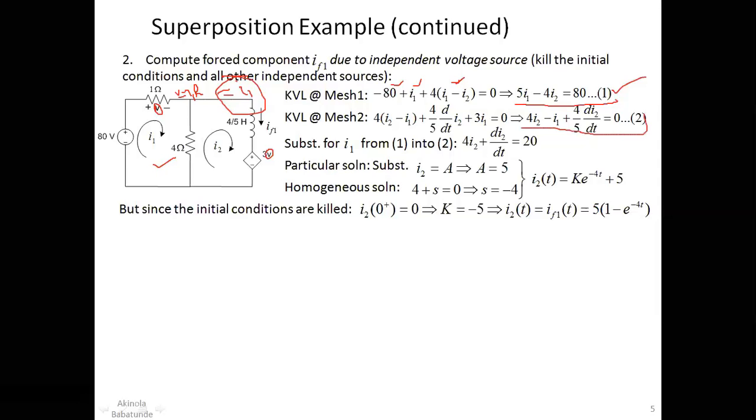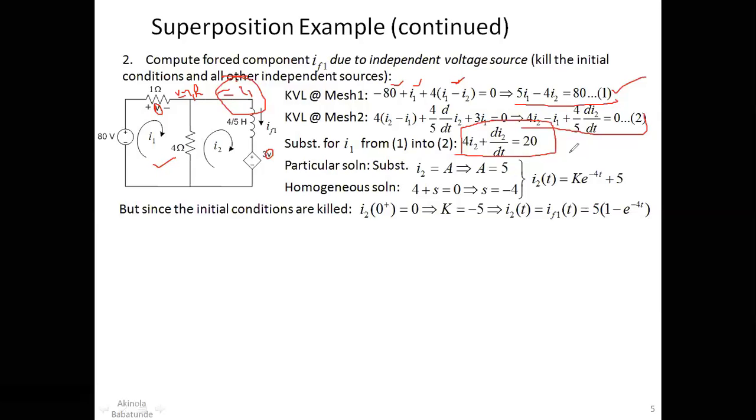This is also pretty straightforward. Now substitute I1 from 1 into 2. The reason we are substituting for I1 here is because we need I2, because I2 is what will give us our IF1. So we cannot substitute for I2. I2 is what we're looking for. So that's why we're making I1 the subject of the formula and putting it in equation 1. If you do all those substitutions, what you would obtain is this equation: 4I2 plus dI2/dt equal to 20.